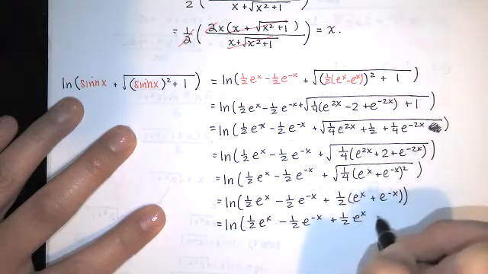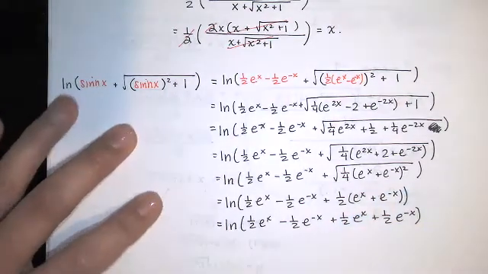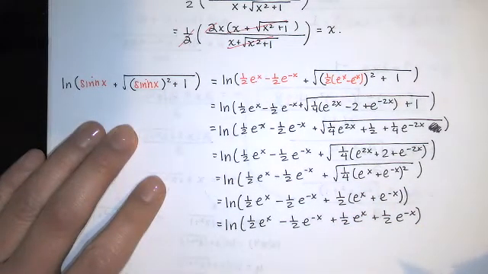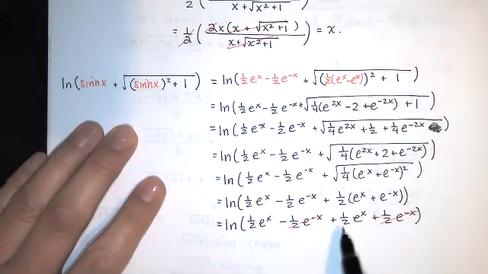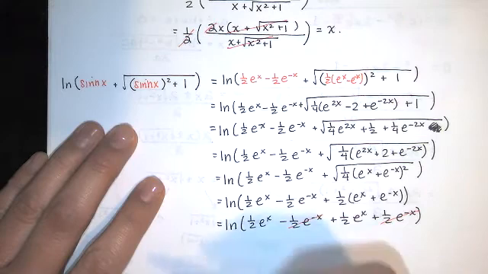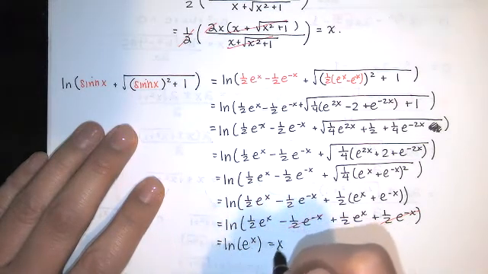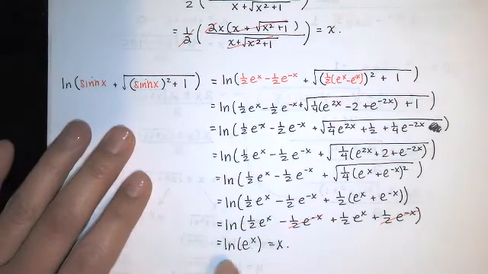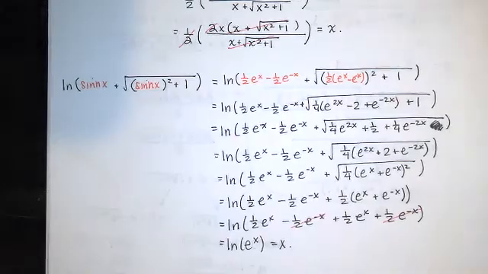Distribute that 1/2. Okay, you see it? Those guys reduce. And I've got 1/2 of this and 1/2 of that, so that means I've got one of those. Cool. Natural log of e to the x is x. So these functions undo each other.